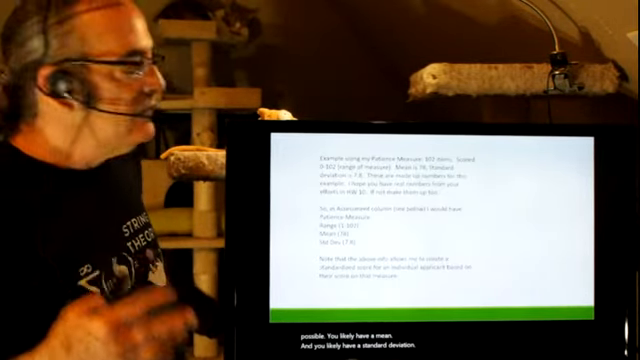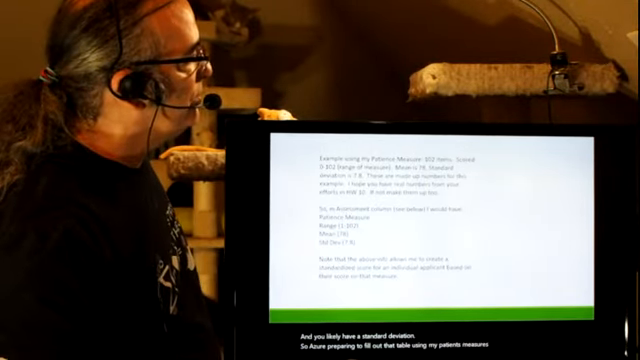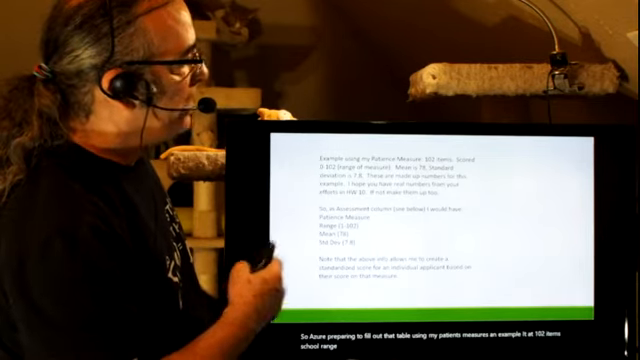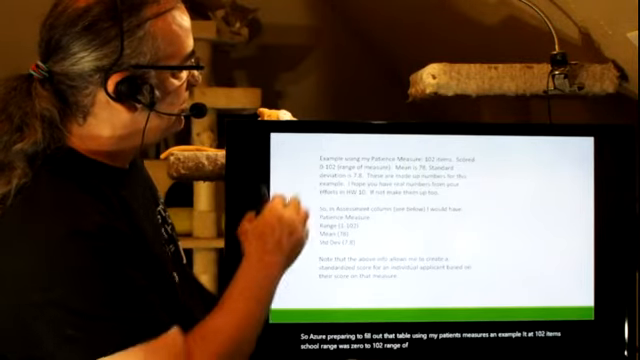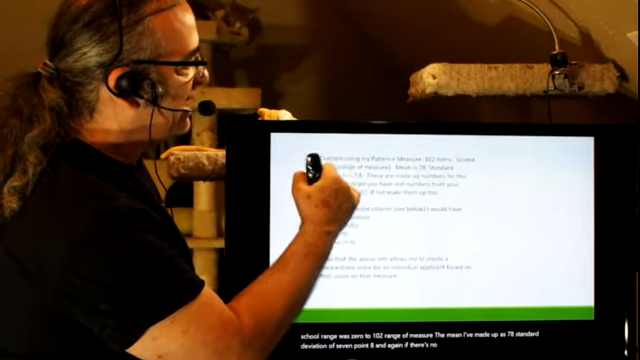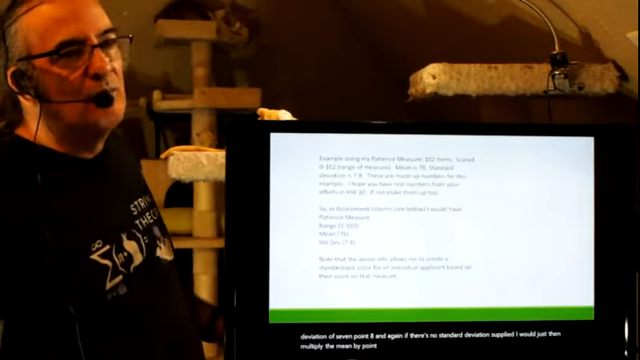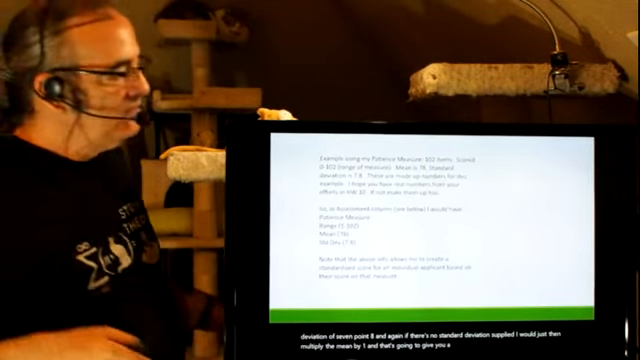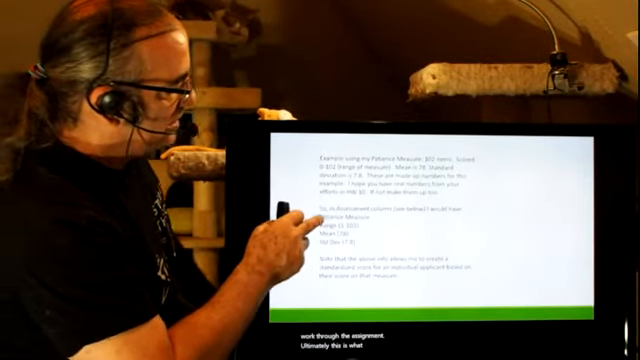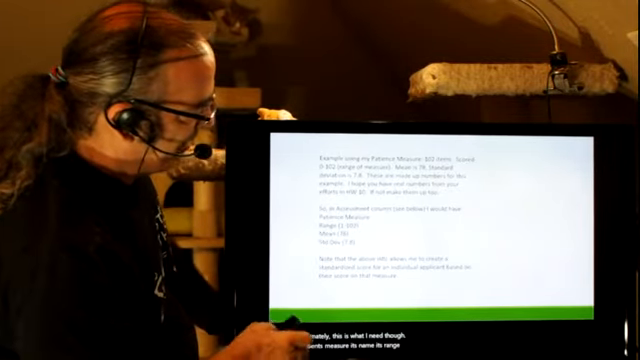As you're preparing to fill out that table, using my patience measure as an example, it had 102 items. The score range was 0 to 102. That's the range of the measure. The mean I've made up is 78. Standard deviation is 7.8. And again, if there's no standard deviation supplied, I would just multiply the mean by 0.1, and that's going to give you a rough, reasonable standard deviation to work through the assignment. Ultimately, this is what I need: the patience measure, named, its range, its mean, its standard deviation.